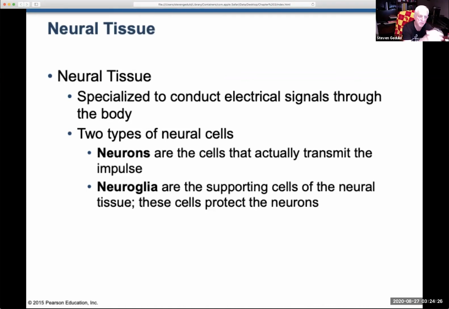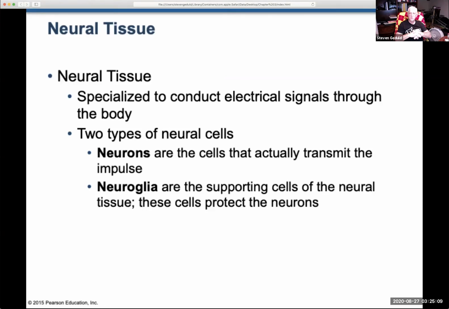Okay, neural tissue, nerve cells. Neural tissue is specialized to conduct electrical signals throughout your body. You have two types of neuronal cells. You have the neurons, which are the cells that actually transmit the impulse. They have that sodium potassium pump. They shoot that impulse down the nerve fibers that says, hey, my hand's on a hot stove, move it. That's what interprets the actual pain or whatever signal or stimulus is being produced. Those are your neurons. Neuroglial cells are the supporting cells of the neurons. They protect the neurons and allow that impulse to travel extremely fast to the central nervous system.